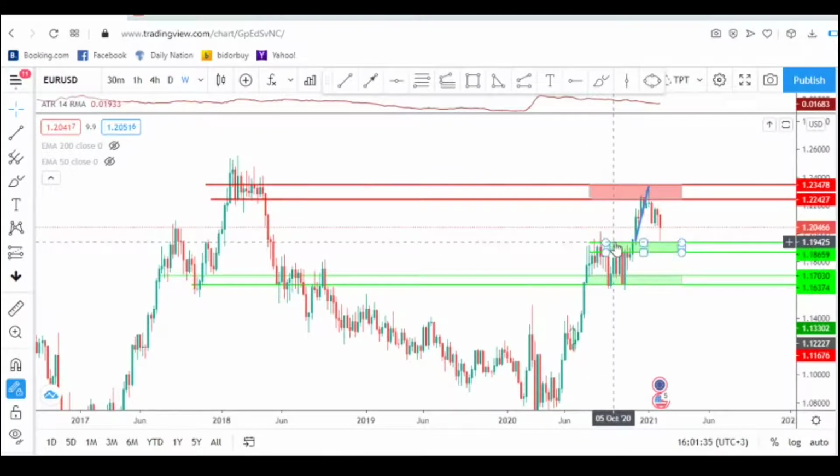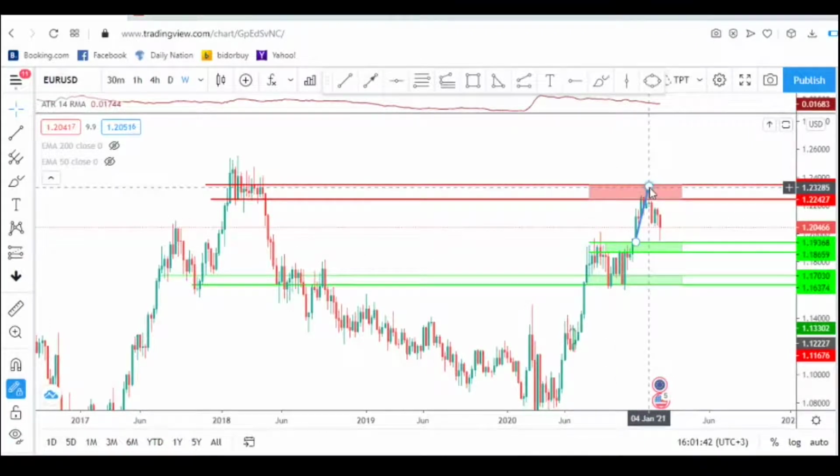Obviously, from the buyer's perspective, the buyers that bought the market at this support level will be taking profits off at this level. And from the seller's perspective, the sellers are waiting for the market to come to this level of resistance and sell the market. Now that has happened as I predicted.